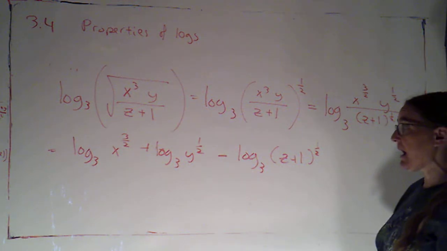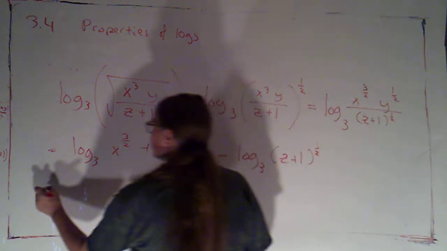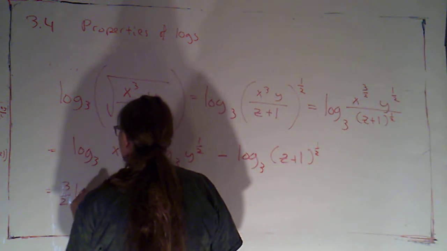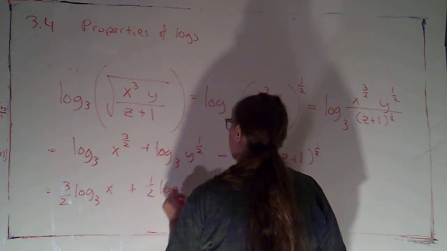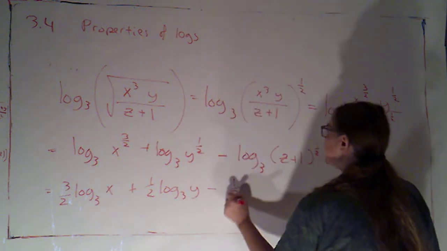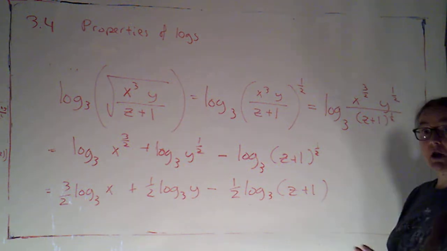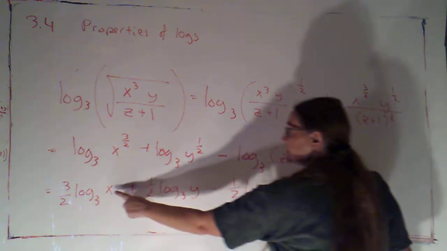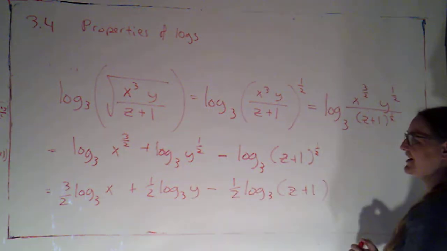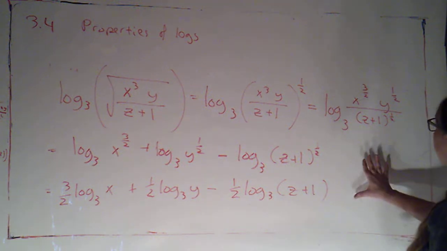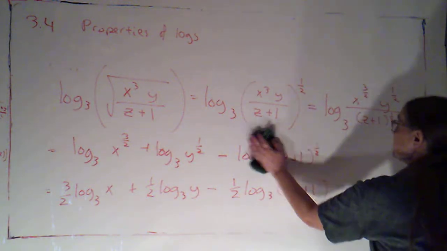And now I can use my power rule. Each one of these powers comes down and becomes a coefficient. So this will be 3/2 log base 3 of x plus 1/2 log base 3 of y minus 1/2 log base 3 of z plus 1. And now all of the arguments are as simple as they can get, just a single variable in those places and a single addition problem that can't be simplified. Okay, so that was distributing the exponent over the multiplication and division first.